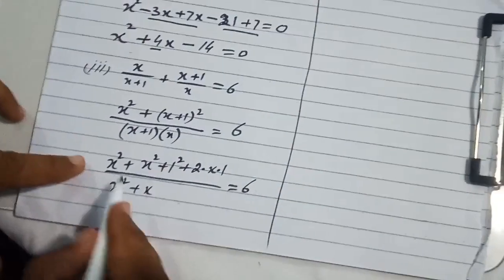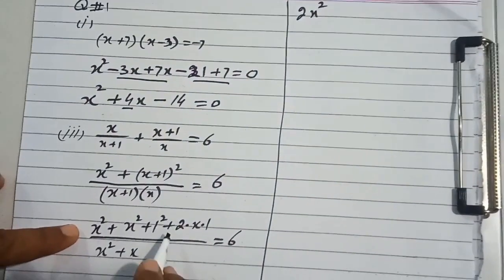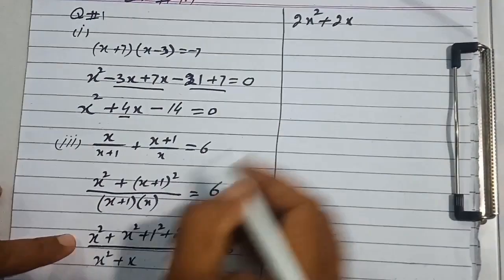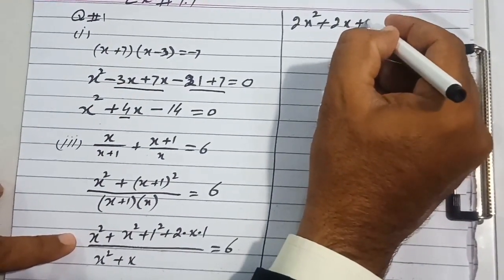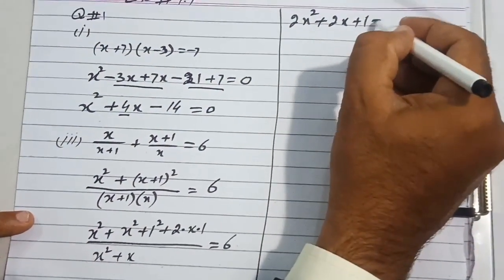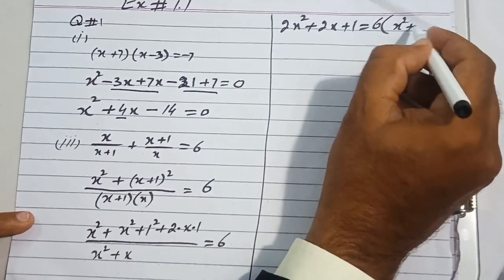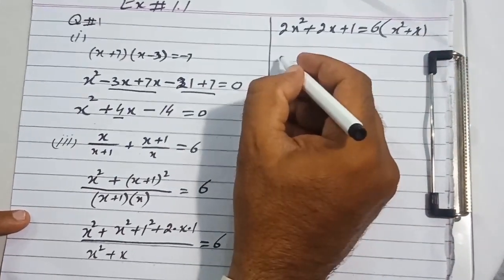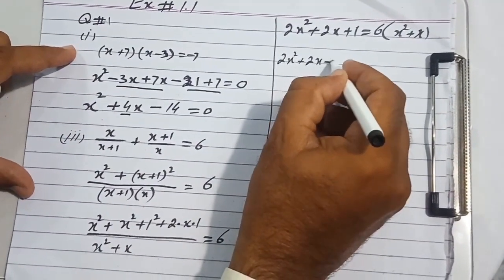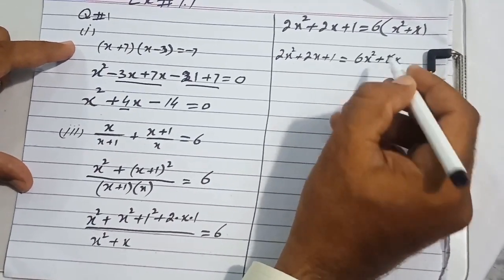Now simplify the numerator: x square plus x square means 2x square, and I would also write it in descending order. 2 multiplied by x multiplied by 1 means 2x, and 1 square means 1, and x square plus x is dividing on the left side. When I transfer it to the other side, it will multiply with 6, and I will write in this form 6 into x square plus x. Now it will be written as 2x square plus 2x plus 1 is equal to 6x square plus 6x.